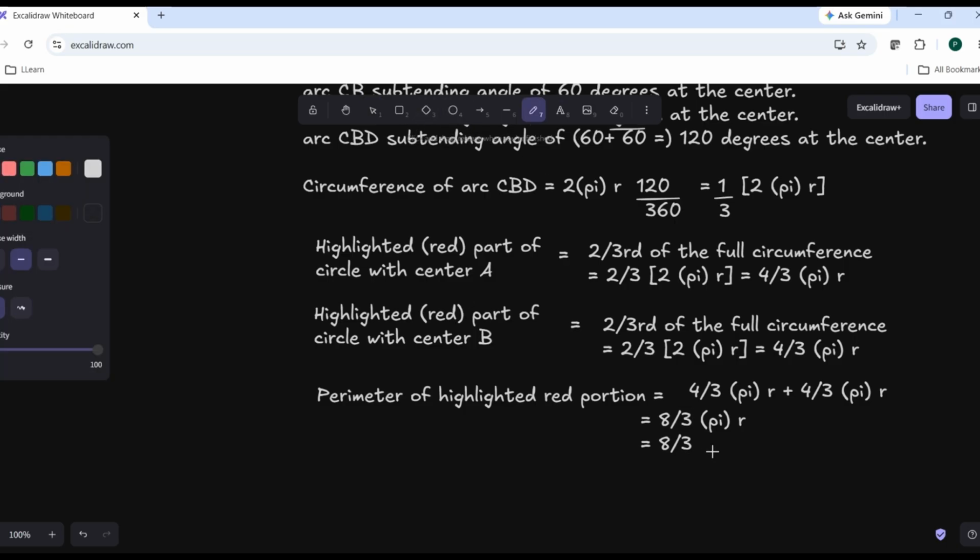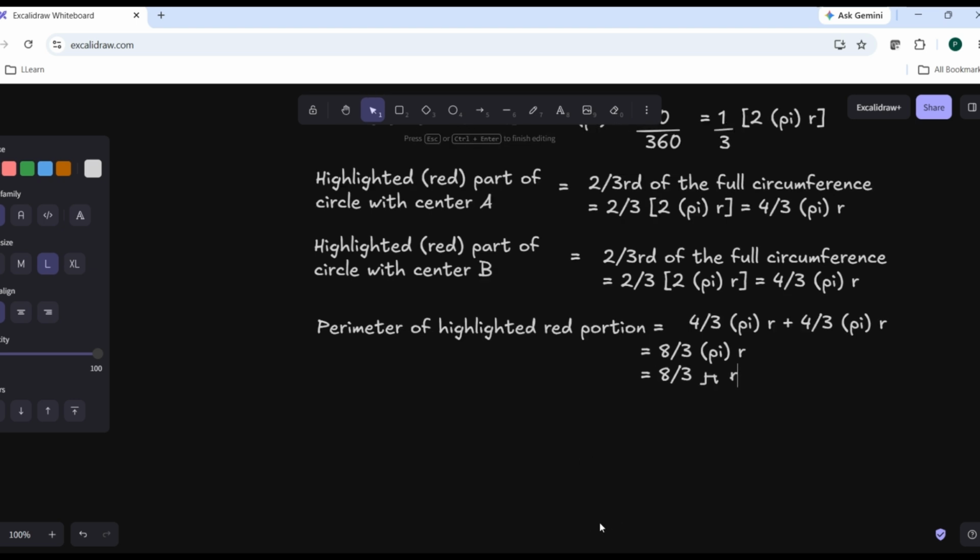I will write this pi and make this symbol, and this is r. 8/3 pi r. That is the answer. So this is done. Let's do the second example.